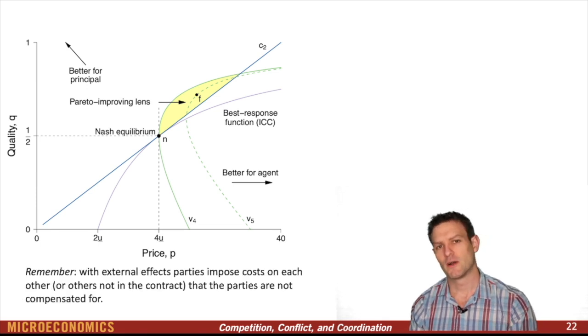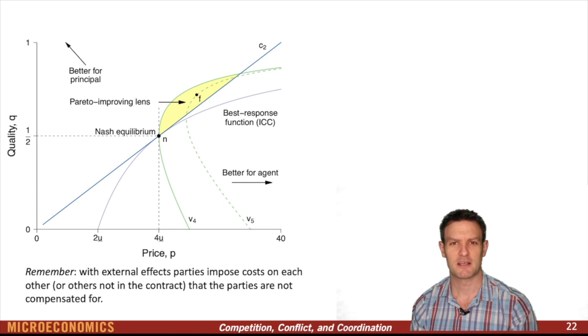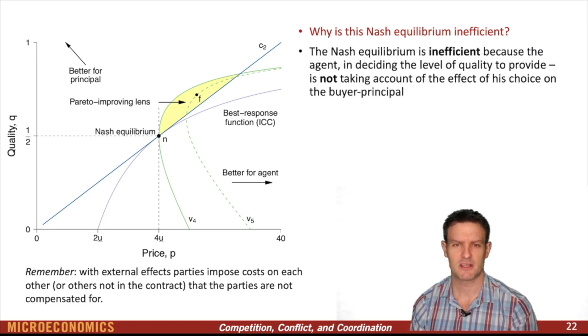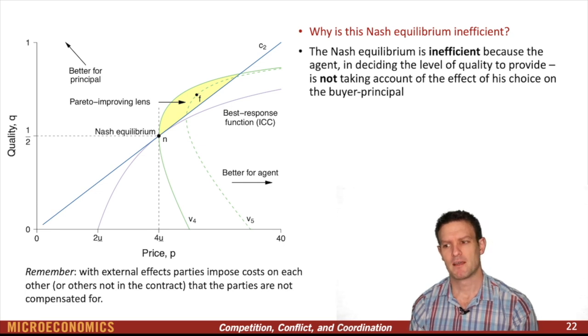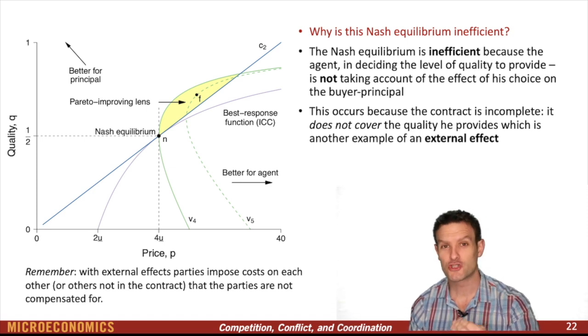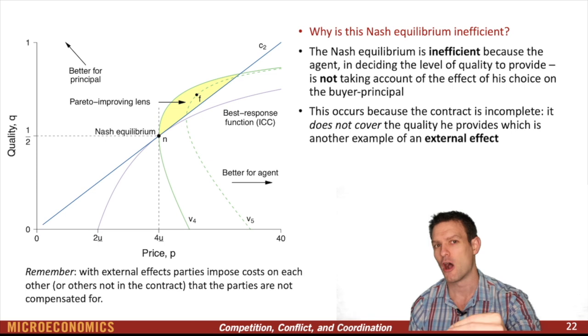Okay, so the explanation for this is that we're going to be thinking about the incomplete contract, right? And so to think about the incomplete contract, we have to think, why is this Nash equilibrium inefficient? It's inefficient because of the incomplete contract. So it's because the agent, in deciding the level of quality to provide to the principal, is not taking account of the effect of their choice on the buyer, on the principal. Now that is a negative external effect, right? So the agent, from their choice, has a negative external effect on the principal.